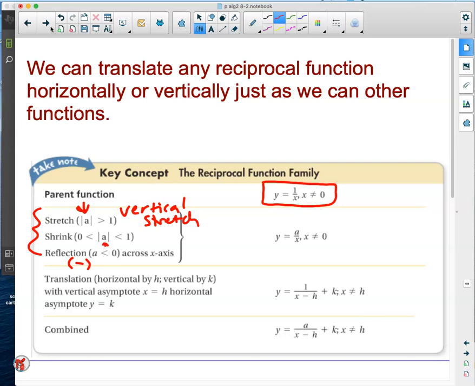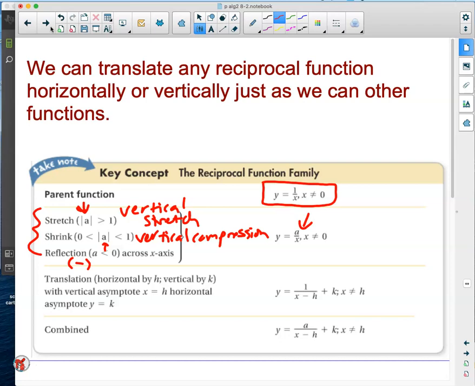And if our a value, not looking at the negative, is a fraction between 0 and 1, that's a vertical compression. So a is still doing the exact same thing it was doing, just in a new location. a is on top of our fraction now, in the numerator. Now, translations vertically have to happen by k, but the next one we see here, they're talking about both of them.